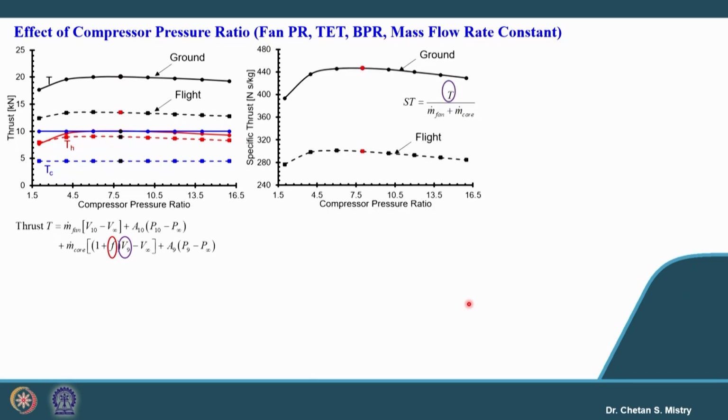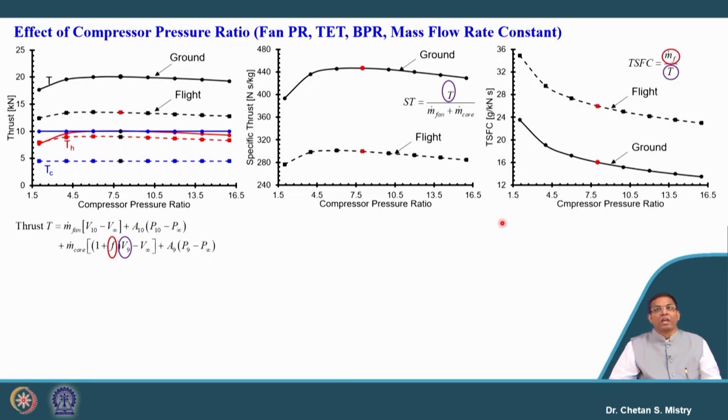Okay. And here in this case we can say this is the specific thrust. This specific thrust requirement is higher for my ground condition. Okay. This is representing the thrust specific fuel consumption. It says with the increase of compression ratio we will have a reduction in thrust specific fuel consumption, but this thrust specific fuel consumption for the flying condition is higher.